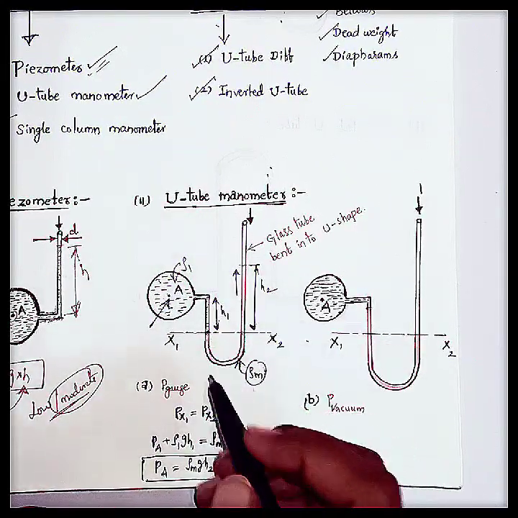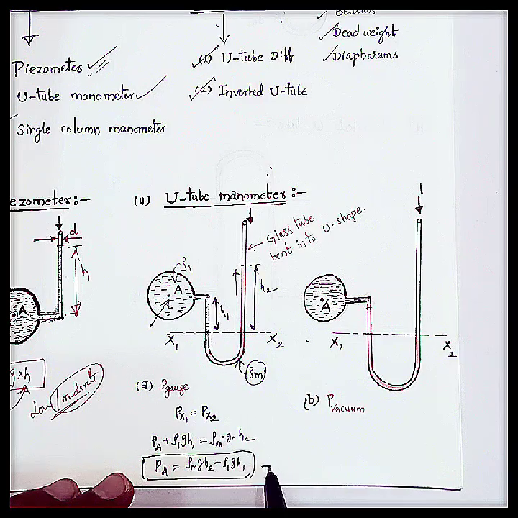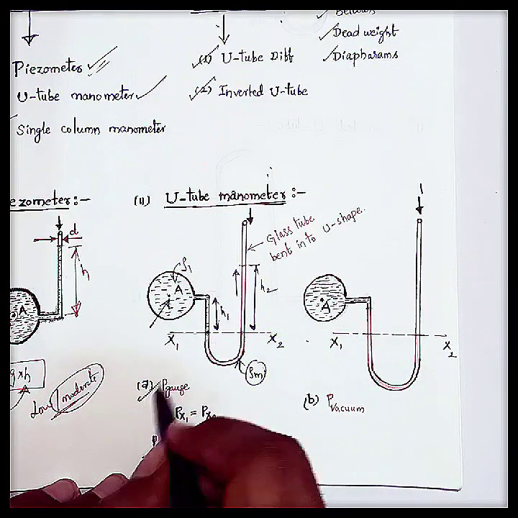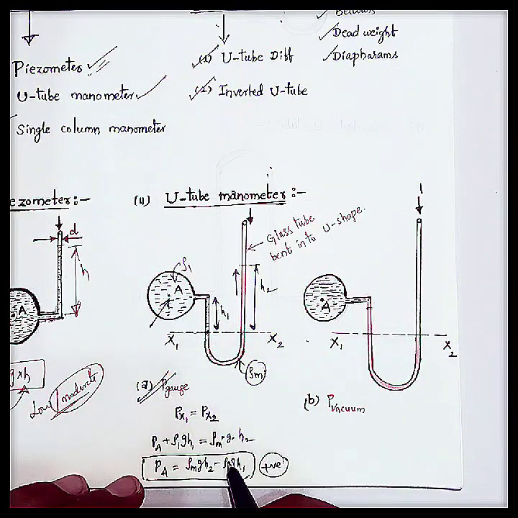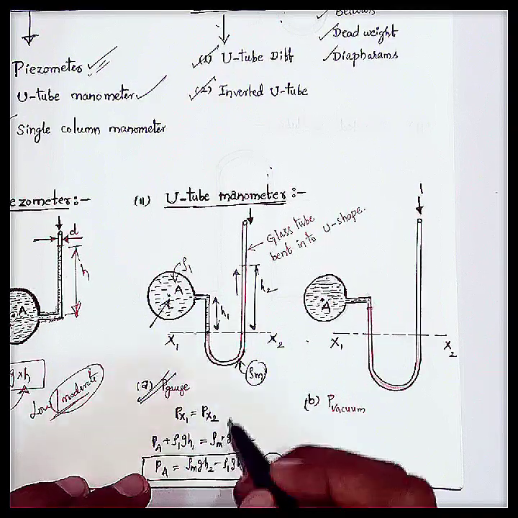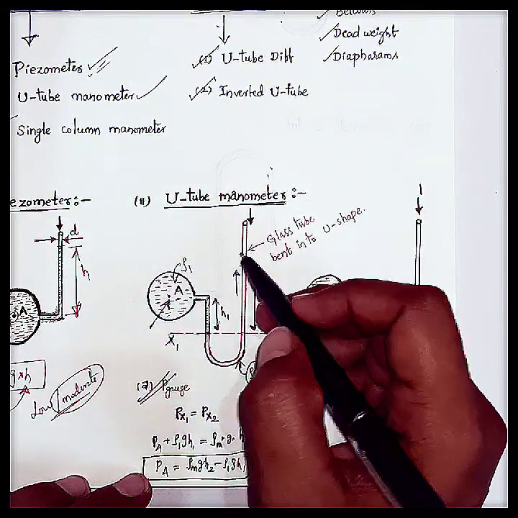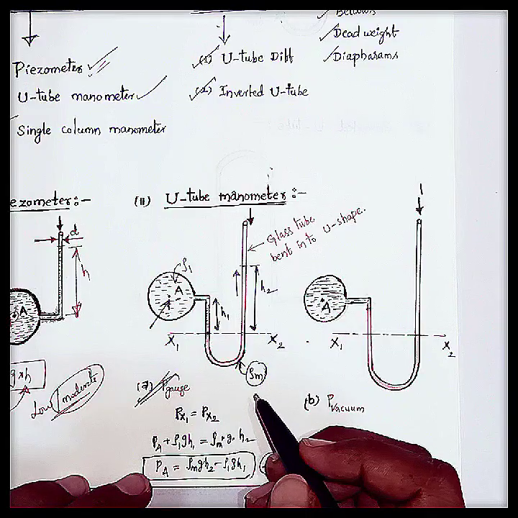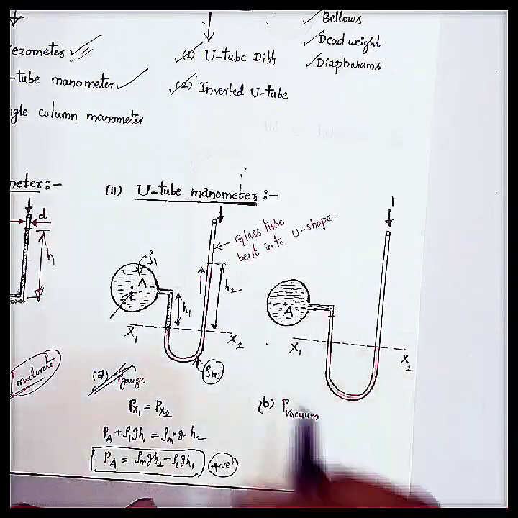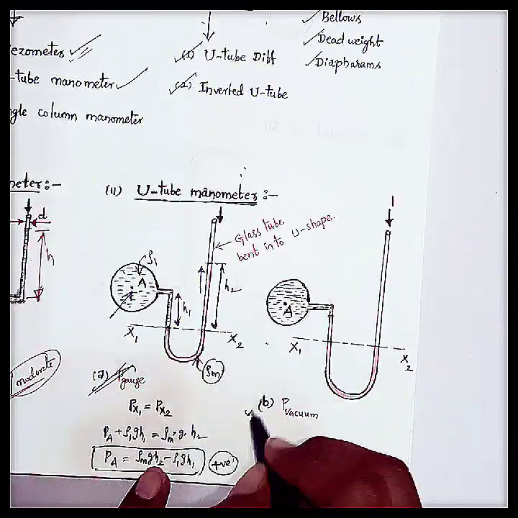If the pressure is positive when we calculate with the help of the U-tube manometer, then that pressure is called gauge pressure. If the pressure is negative, we call it vacuum pressure.